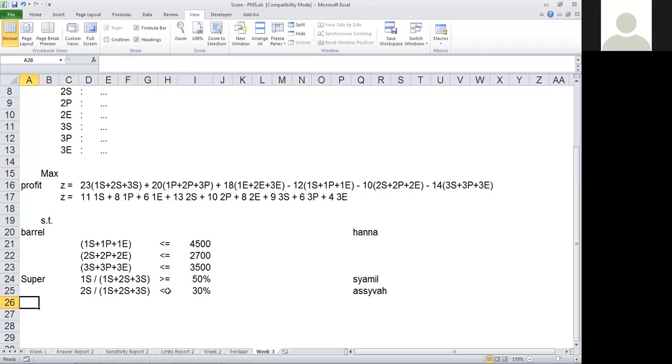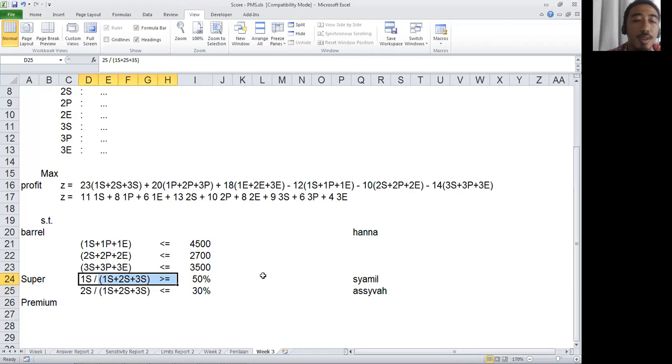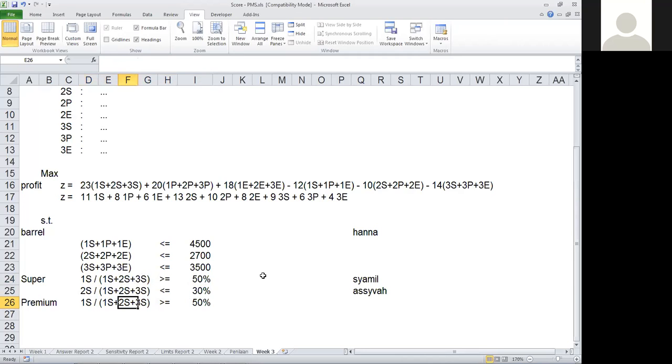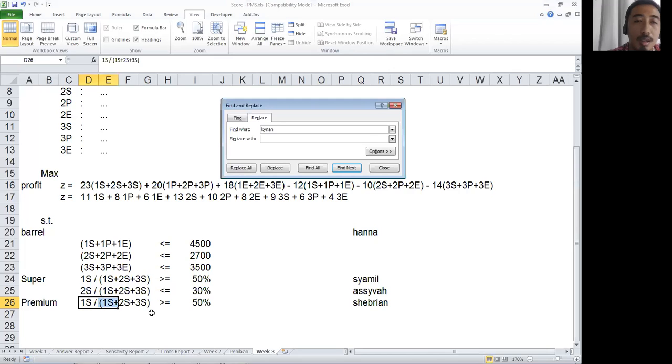Okay, now we go to premium. Who wants to try the first one? At least 40% of 1. So what do we change from this? At least 40% of 1. I want to try, sir. Sebrian? 1p. Then the bottom one is changed too. Okay, so we change all these S into P.